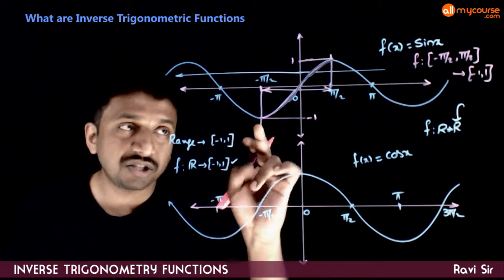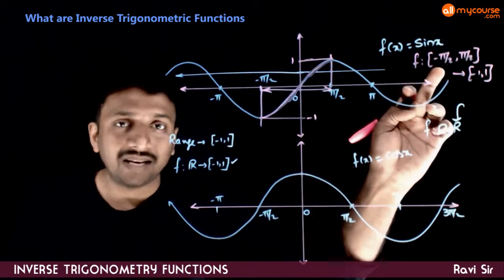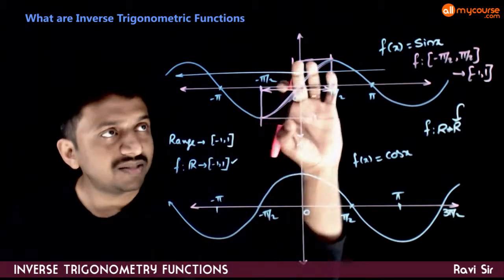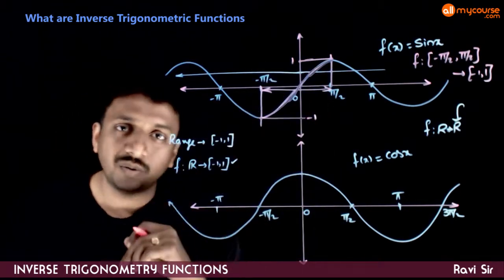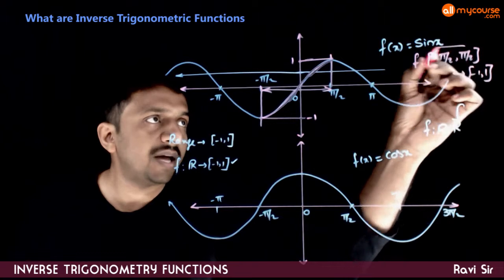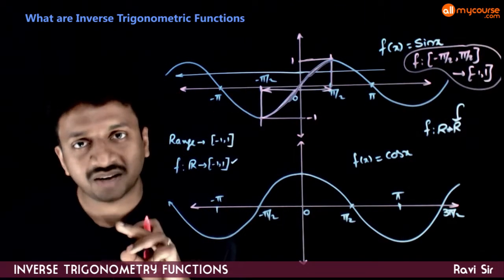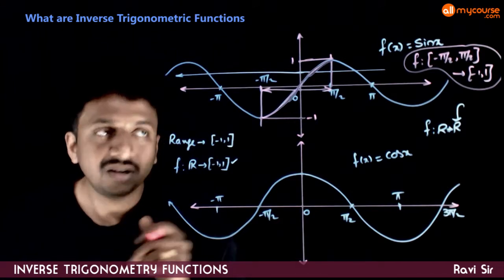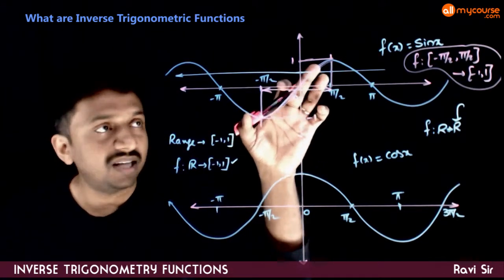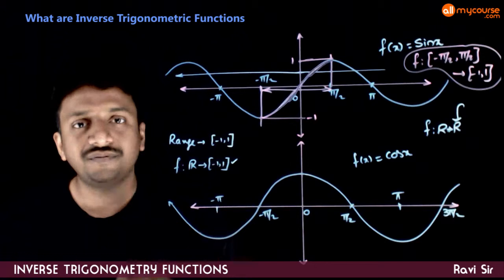So what is the restriction of domain? -π/2 to π/2. What is the restriction of range? -1 to 1. Within this domain and codomain, the function sin x becomes a 1-1 onto function, and sin inverse of x is the inverse of this part of the function.